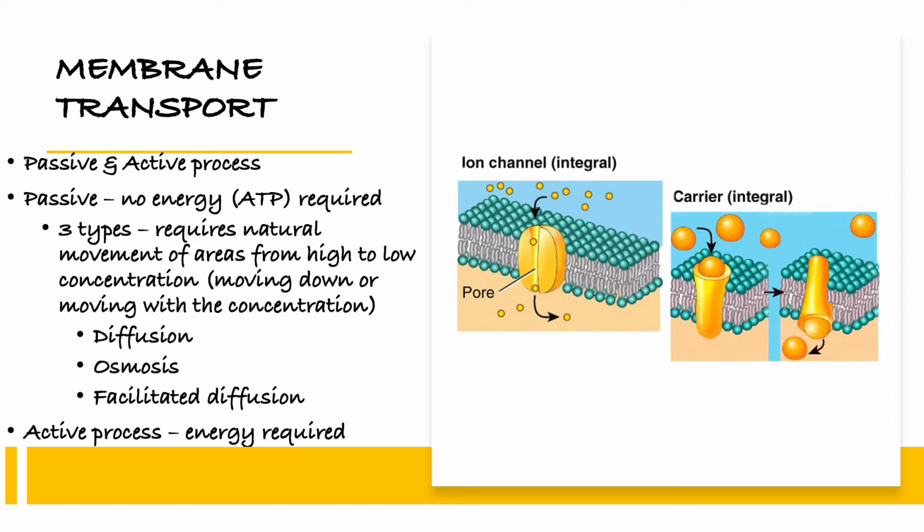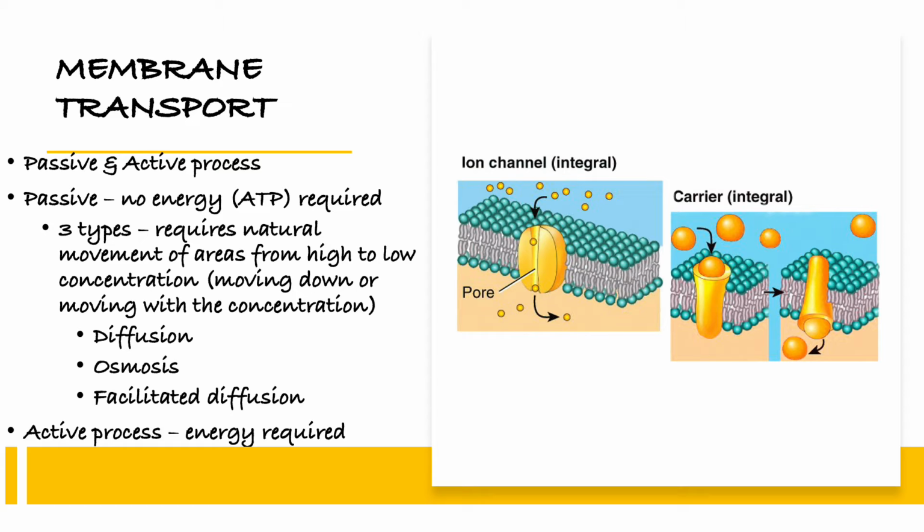So again, there are two processes, so basically two ways that substances are going to use to enter into the cell, and that is going to be passive and active. The main difference between passive process and active process is that active process will require energy, while passive will not require energy, which is ATP. Under passive process, there are three types, and that's going to be diffusion, osmosis, and facilitated diffusion.